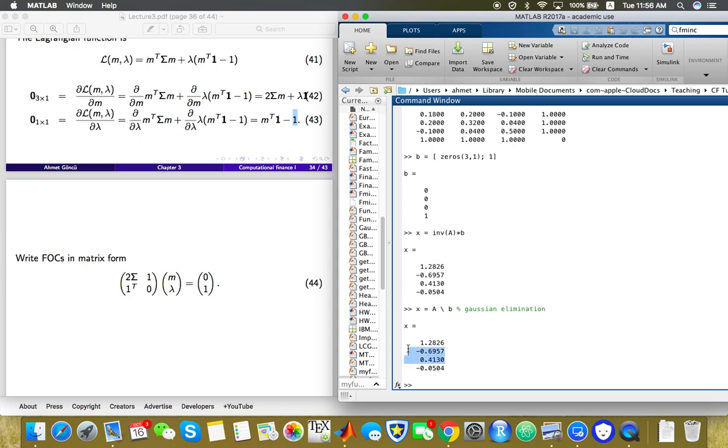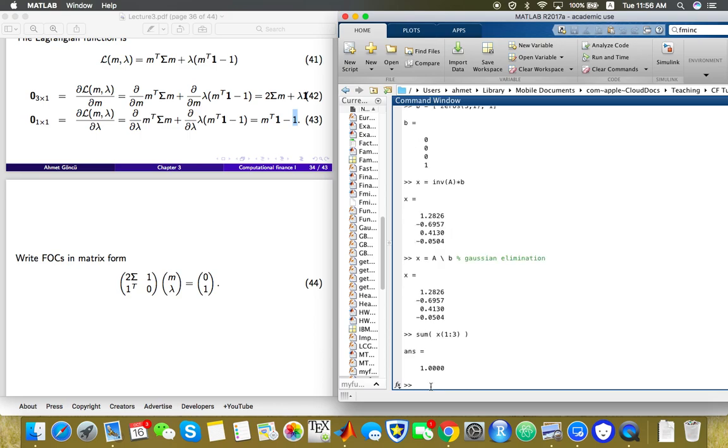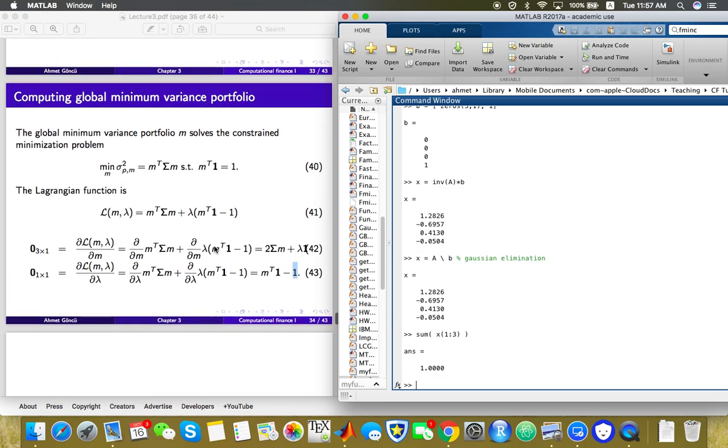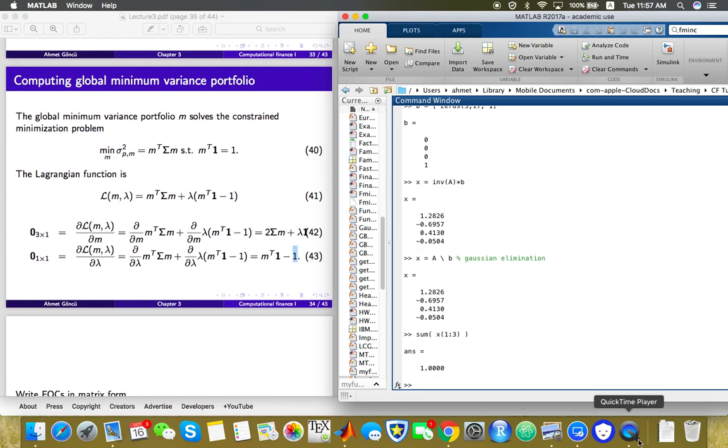And notice that, by the way, the first 3 terms are what we are looking for here, because these are the portfolio weights, and you can verify whether they add up to 1 or not by taking the sum of the first 3 terms, and we can verify that the sum equals 1. Okay, so this is how we can solve a system of linear equations for computing the global minimum variance portfolio in Matlab.